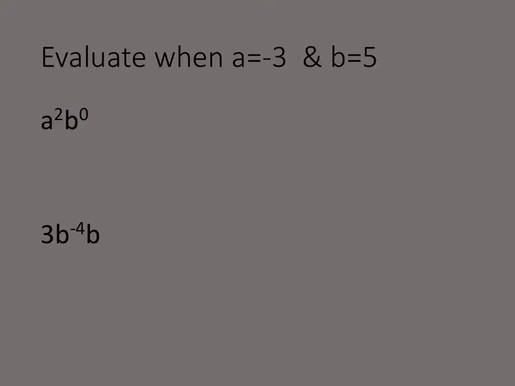We want to evaluate when a equals negative 3 and b equals 5. I'm going to simplify this first. First off, we know that it's a squared and b to the 0 is just 1, which makes this equal to a squared, which equals negative 3 squared, which equals 9.